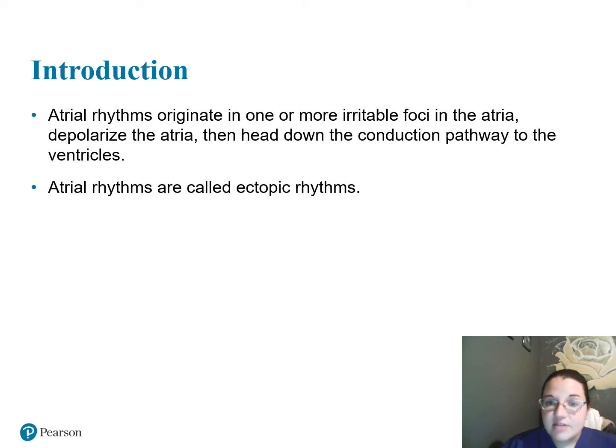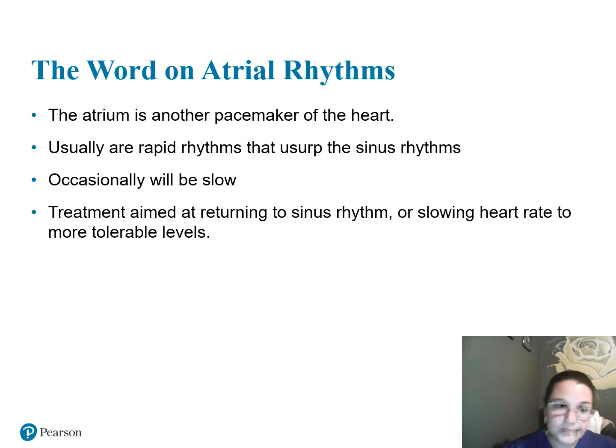It's going to head down the conduction system pathway, which is, what is that conduction system pathway? Again, we're going back to chapters 1 and 2. That is when the impulse starts in the sinus, goes through your atrial tracts to your AV and down to your ventricles. That's the pathway. The atrial rhythms are also called ectopic rhythms. That is something that you might want to write down, is what are atrial rhythms known as, because this could be a question on your national certification.